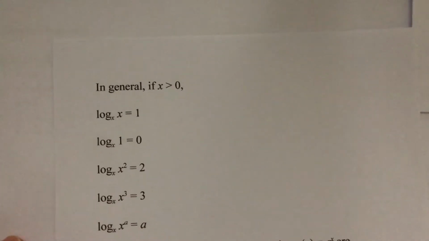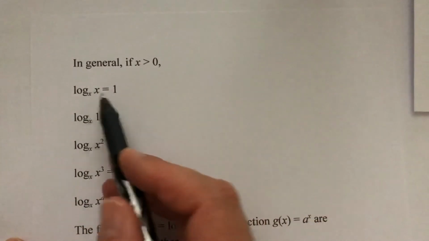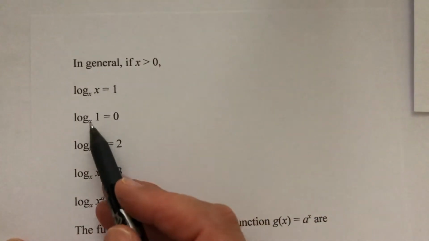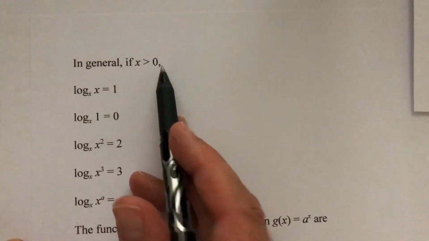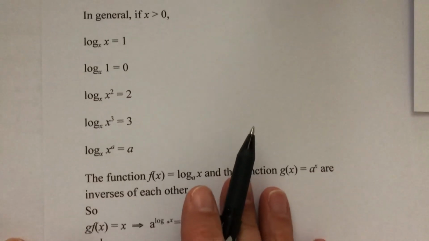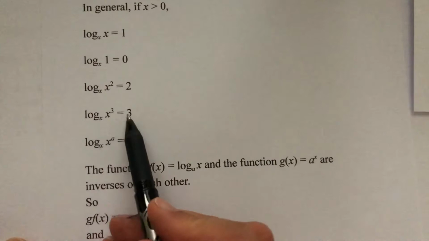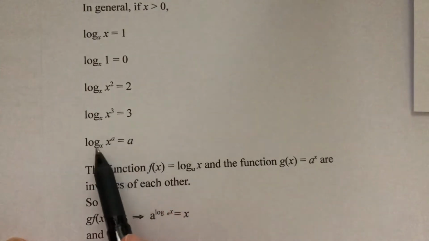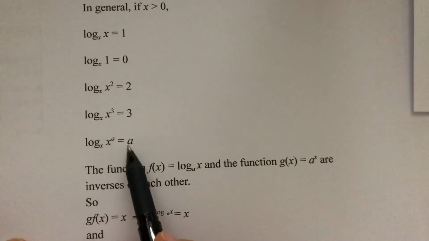So to generalise these, x power 1 is x, so log to the base x of x is 1. X power 0 is 1, so log to the base x of 1 is 0, if x is bigger than 0. X to the power 2 is x squared, so log to the base x of x squared is 2, and the same thing here, so log to the base x of x power of a is a.